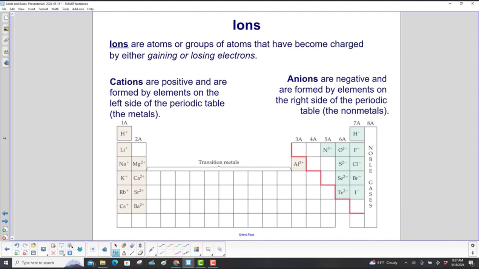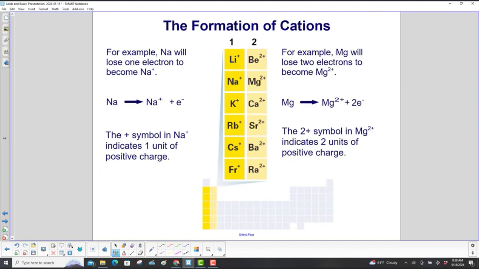Ions are atoms or groups of atoms, like on the previous slide where we had OH-, that have become charged by either gaining or losing electrons. Cations are positive and are formed by elements on the left side of the periodic table, the metals. And you can see hopefully here H+, magnesium 2+, etc. Anions are negative and are formed by elements on the right side of the periodic table, the nonmetals. So H-, O2-, etc.